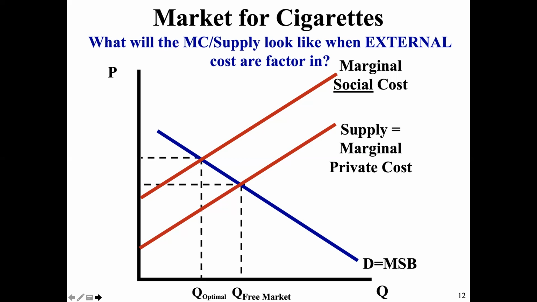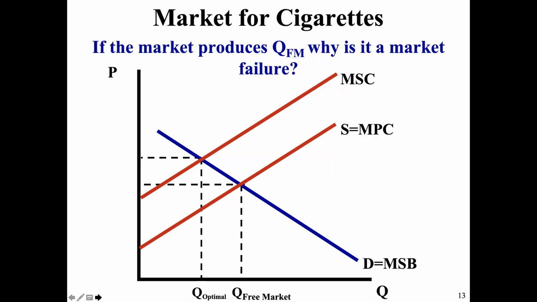What do we see here? Well, we can see there's 2 different quantities. This is the quantity that the free market provided. However, if we took into account all the costs, you can see that the marginal social benefit would actually equal the marginal social cost here. So there's a socially optimum quantity, which is less than the free market quantity.